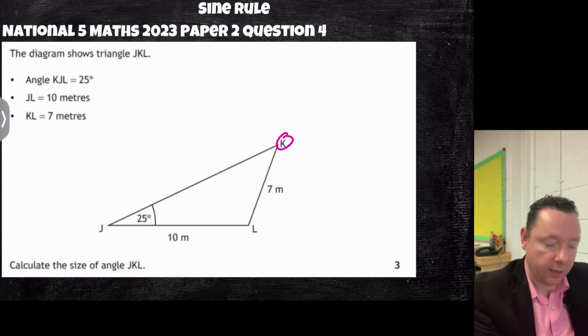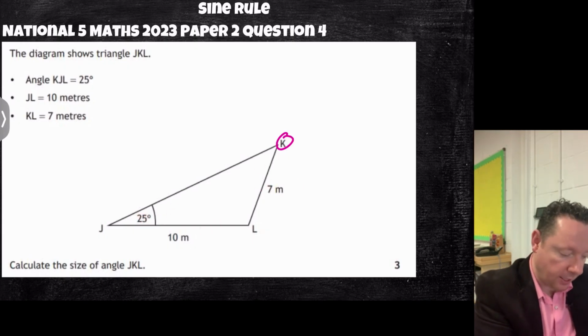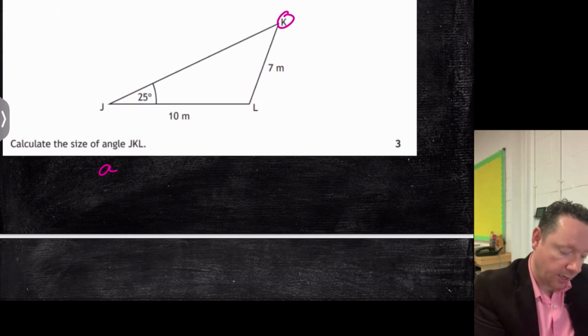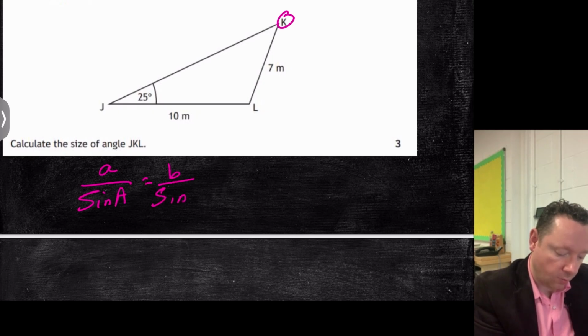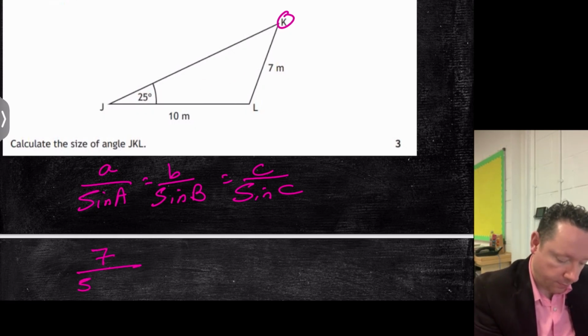So I know it's the sine rule again because of pairs. I've got angle, side, angle to find. Two pairs means the sine rule. So I just go to the start of the exam paper and copy it down. A over sine A, it says, equals B over sine B, equals C over sine C. And then I don't get too hung up on the letters because I just know pairs go with pairs. So this pair, 7 over sine 25, equals the other pair, which is 10 over sine K.